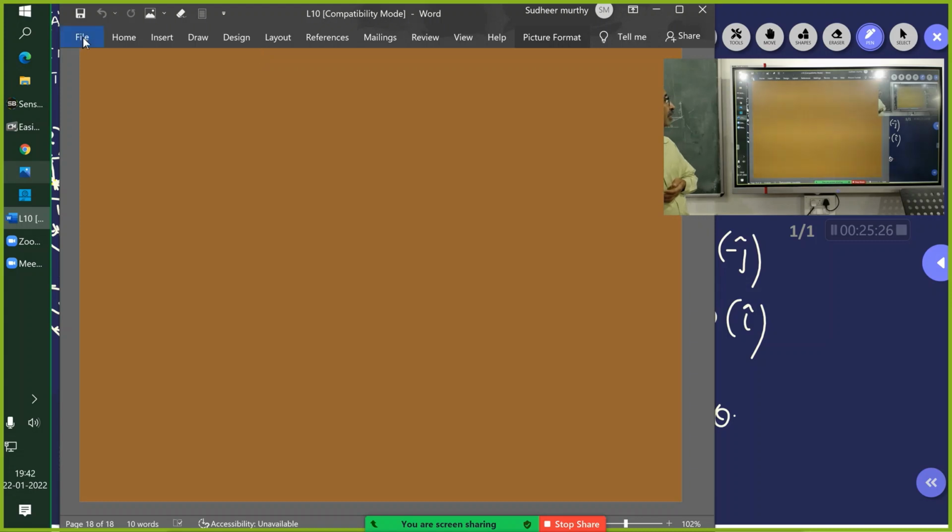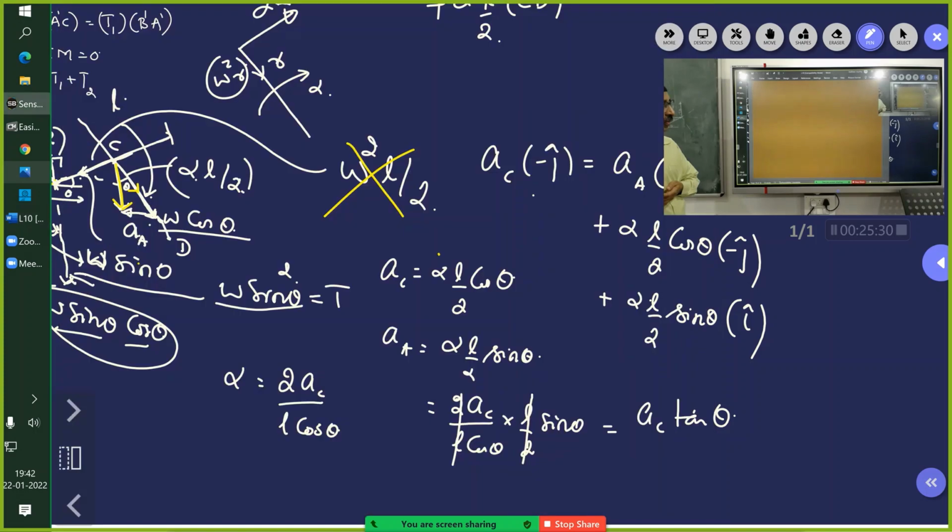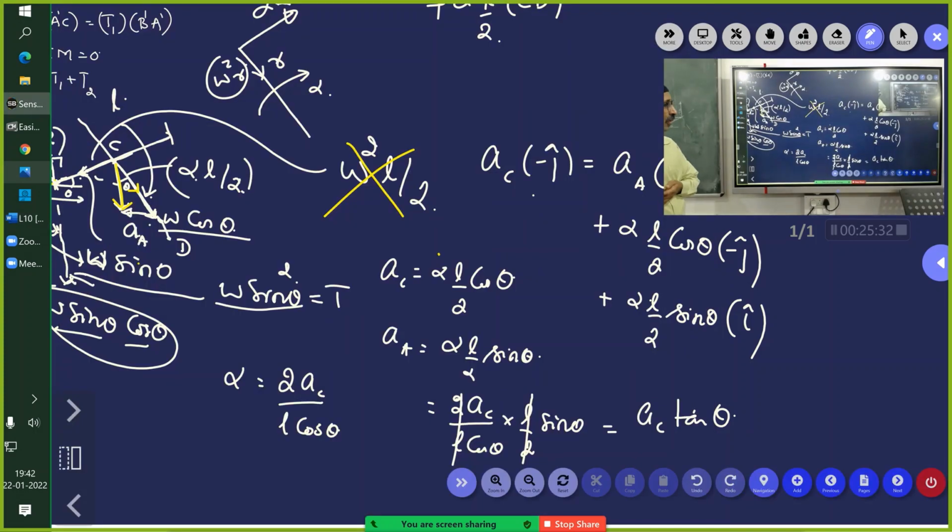Sir, I have a doubt. If the acceleration of the end is towards the left, then that means the center of mass of the rod will move towards the left. But the acceleration of the center of mass is downwards. How will that be?